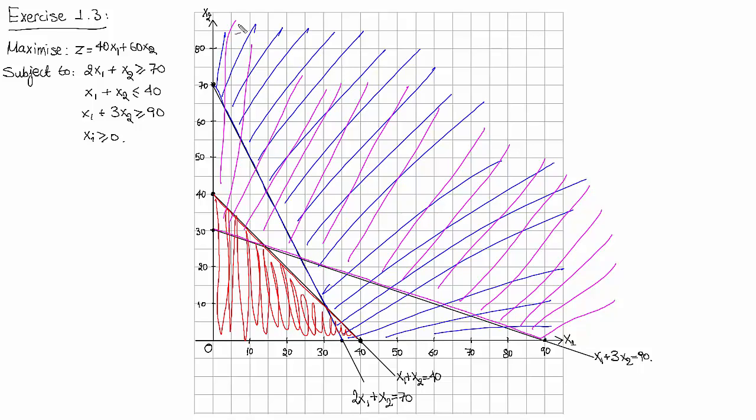Now the feasible region will be the area where all three of them coincide, all three areas. We can see that we have no such region, so in this case we have no feasible region. And so we cannot find the optimal solution of this problem.